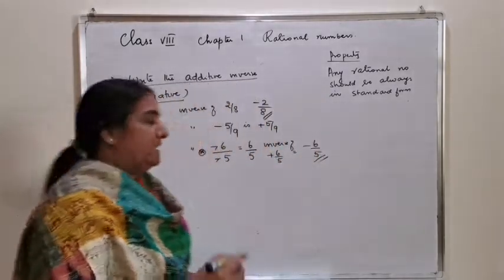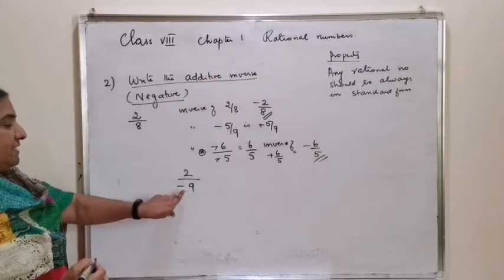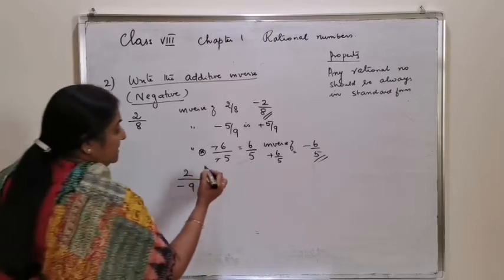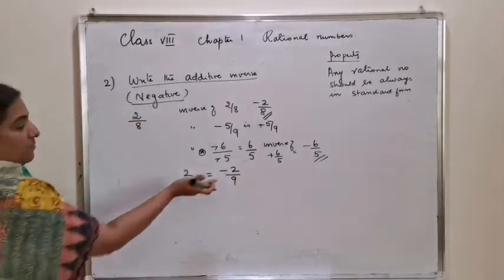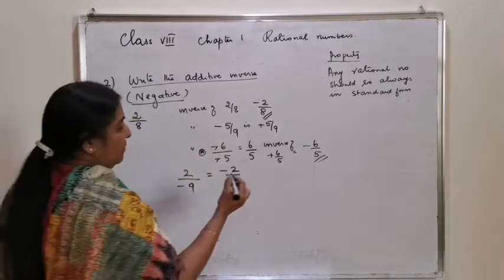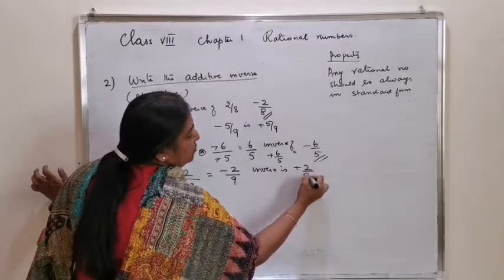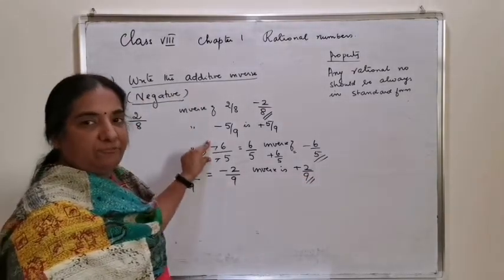2 by minus 9. Whenever the denominator has a negative sign, the original representation is minus 2 by 9. Only the negative is taken up, and the inverse is positive 2 by 9. So for questions of this type, please be careful.